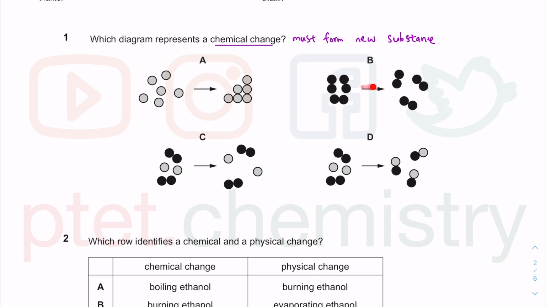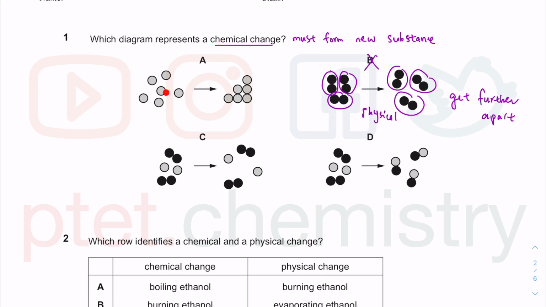Here in option B, you can see the molecules. These are molecules because there's one molecule, two atoms bonded together. There's another molecule, there's another molecule. Now they are getting further apart. There's just a change of state where you are just moving the molecules further apart. Change of state is physical change.